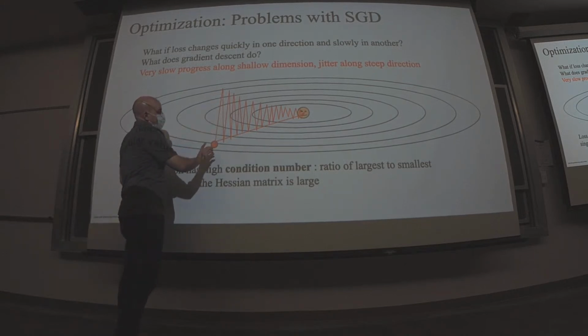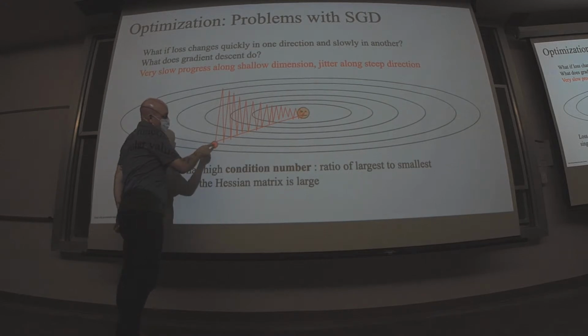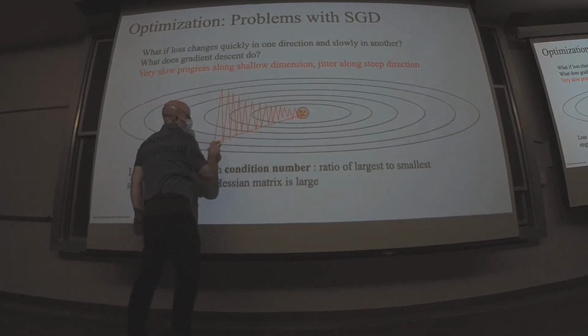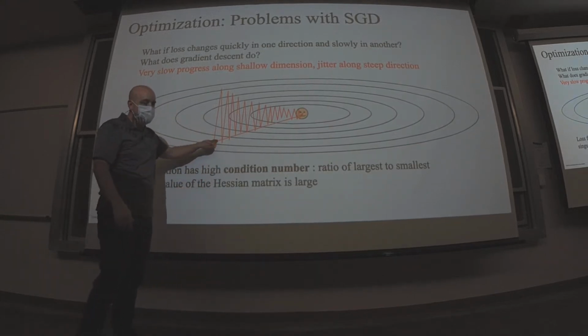So you're likely to either overstep and do this really wild zigzag, or have the step be really small, and you'll approach it more like this, but it'll take you forever. Computationally it'll take tons of time because you're making very small steps.